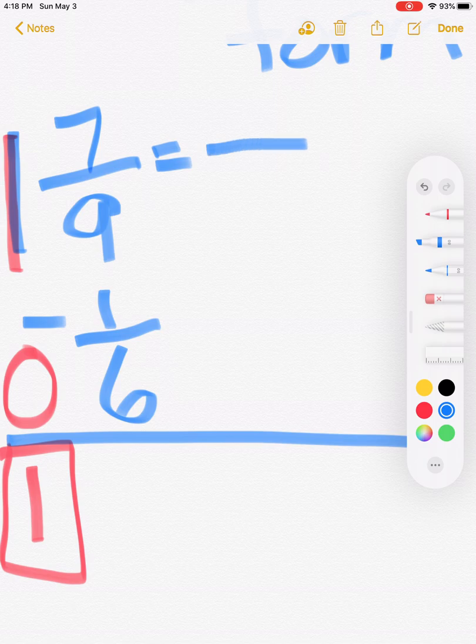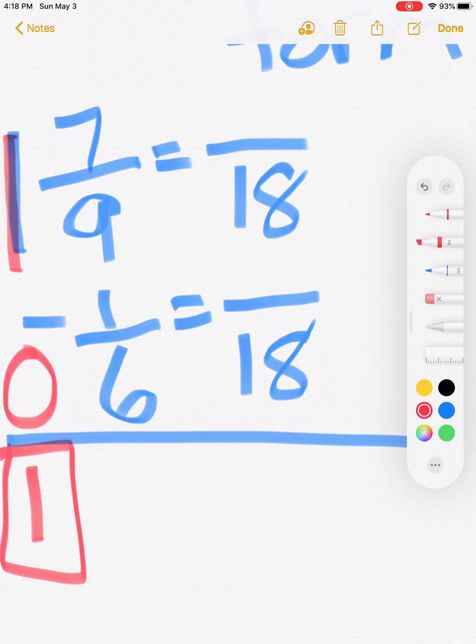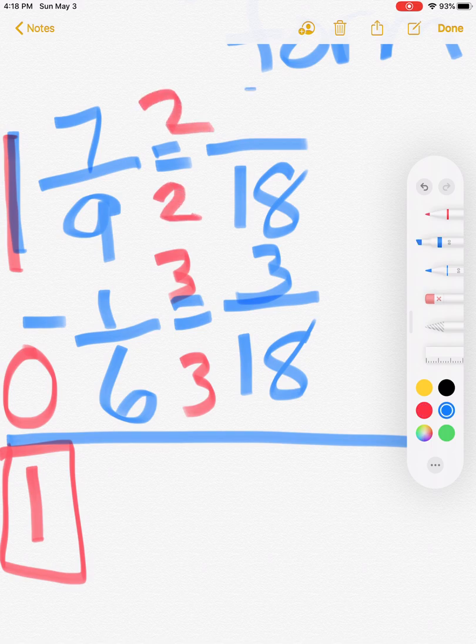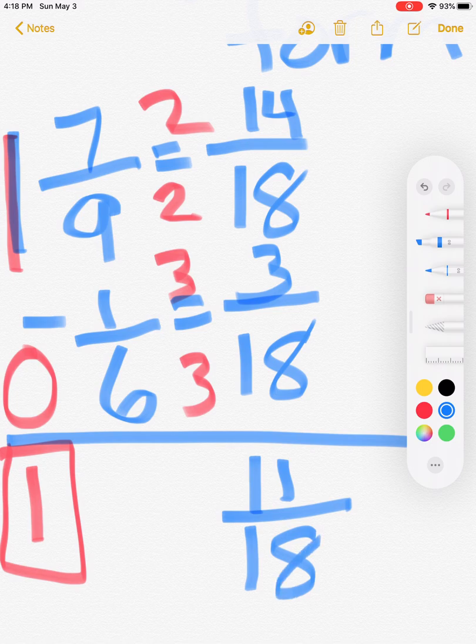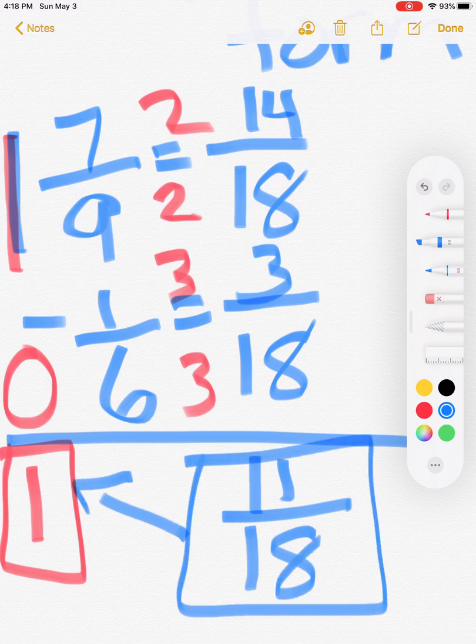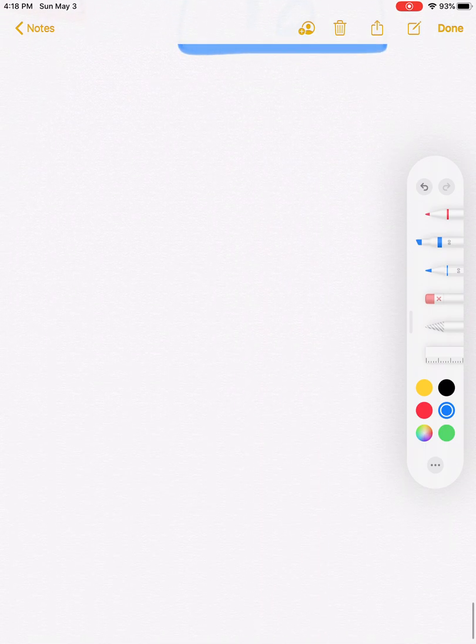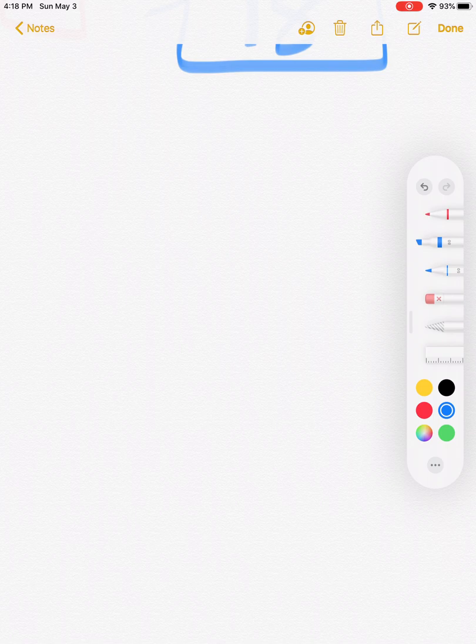Then I'm going to get the common denominator of 18. 6 times 3 is 18. 1 times 3 is 3. 9 times 2 is 18. 7 times 2 is 14. 14/18 minus 3/18 is 11/18. And that's close enough to our estimated answer of 1. So you will do the subtraction, you will estimate, and get the actual answer.